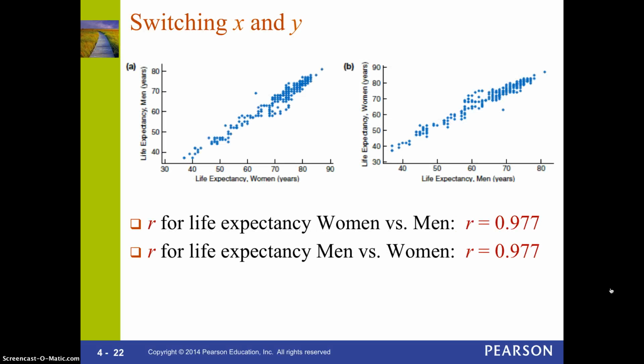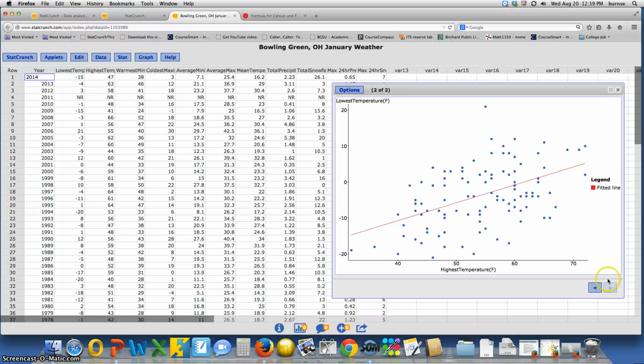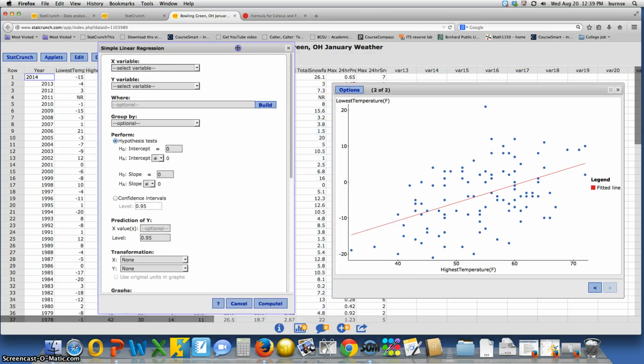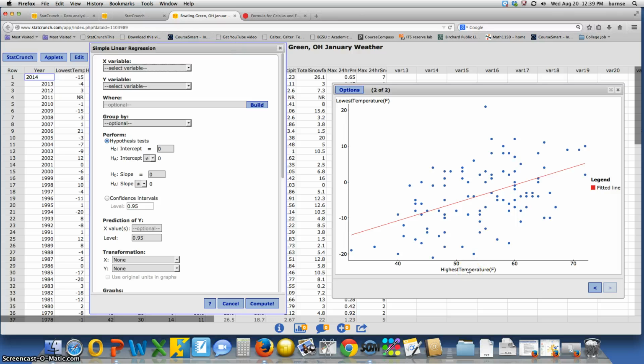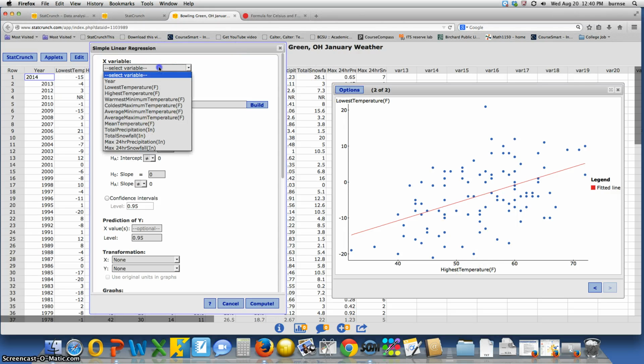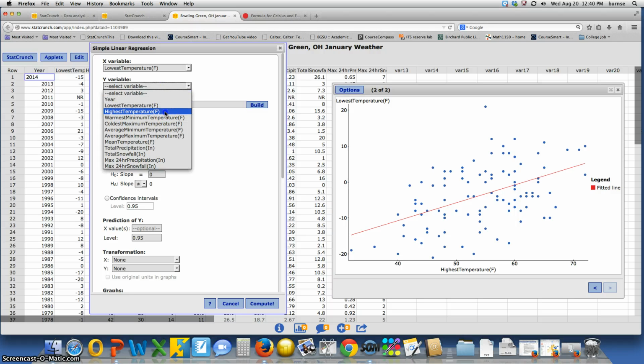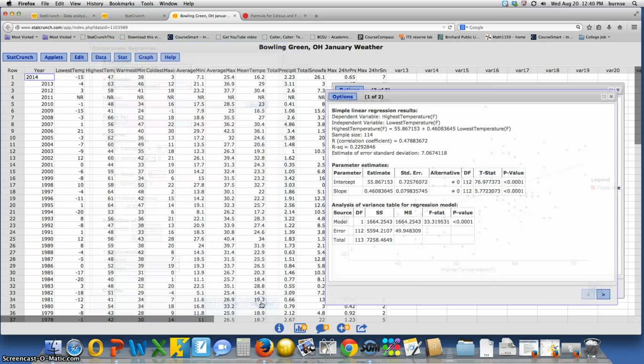Okay, now what happens if I switch my X and my Y around for the correlation? Well, let's come back over here. Okay, let's do that same thing again. We're going to choose Stat, then Regression and Simple Linear. On this one I chose highest temperature for my X and lowest temperature for my Y. So I'm just going to switch them and do lowest temperature for X and highest temperature for Y. Okay, tell it to compute.